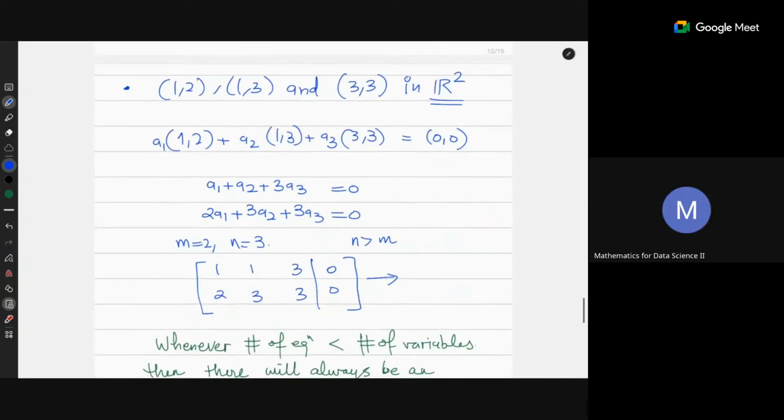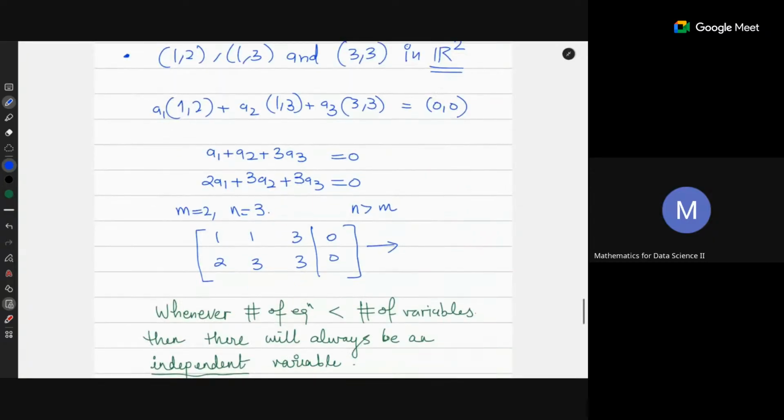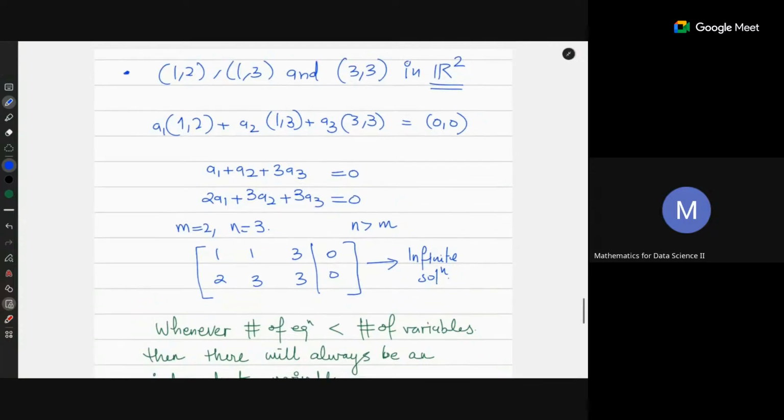All right. And this is the reasoning behind it. So this is an infinite solution. Is this dependent or independent? You tell me. Because this system of equations has infinitely many solutions, so it should be dependent, no? It should be dependent. It is dependent.